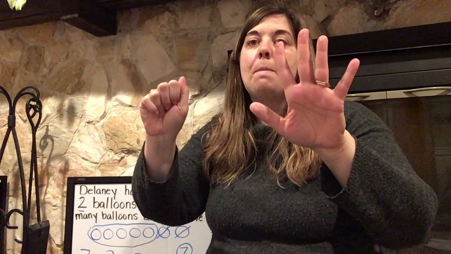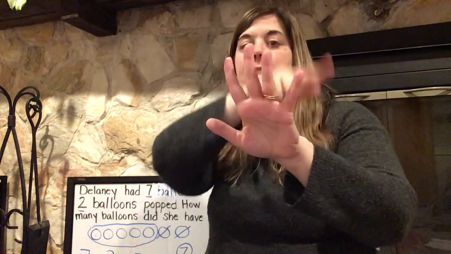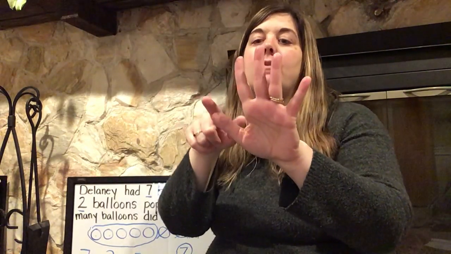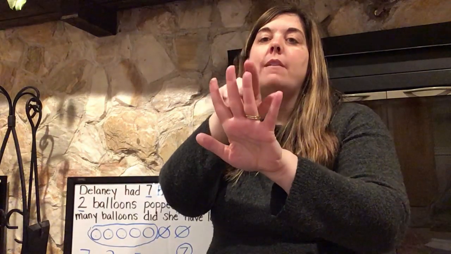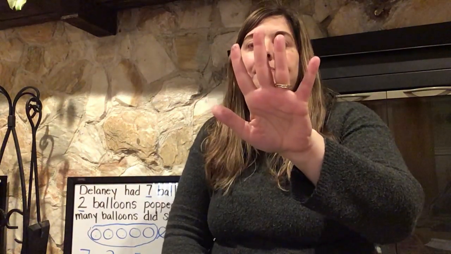All right, so then we had 7, 2 popped, and we have these left. So look at, we have 1, 2, 3, 4, 5 left. And I also know I have 5 fingers on one hand, so I can just look at it quickly without even counting. I know there are 5. So I could show 7, take away 2 is 5.